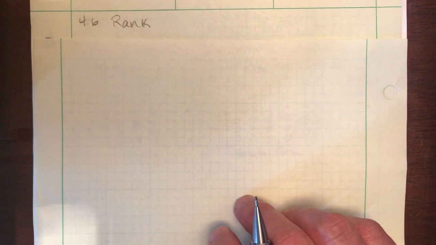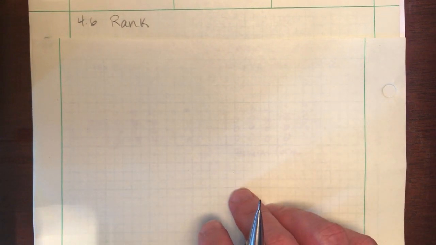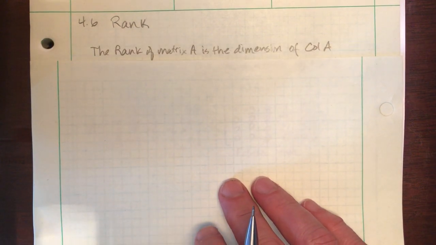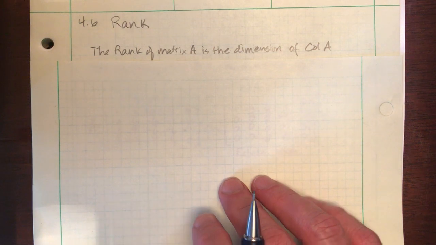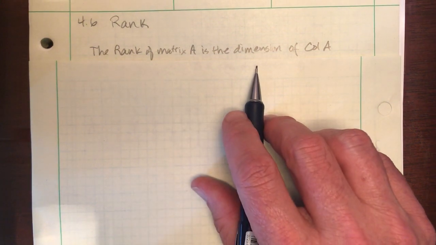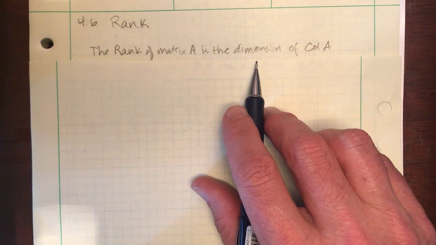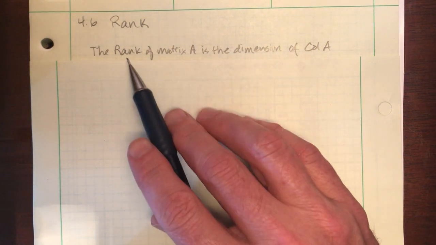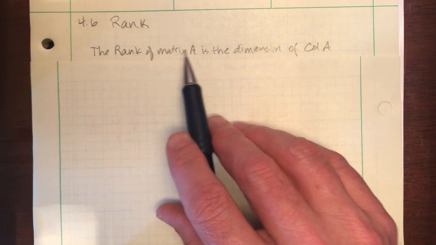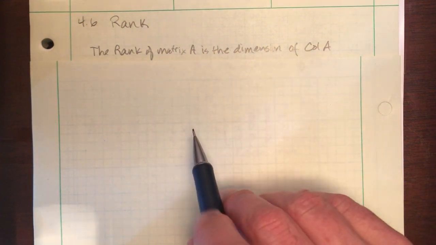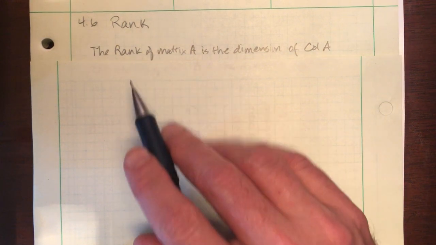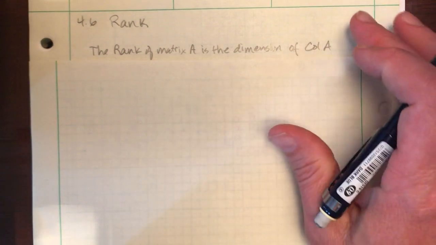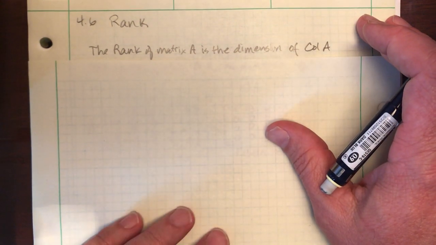Section 4.6, rank. Rank is a very simple idea. We have just talked about the dimension of a column space, and the dimension is the number of vectors that form the basis of a column space. Well, it turns out rank is just taking one of those dimensions and giving it this new name. Specifically, the dimension of a column space is what the rank is.